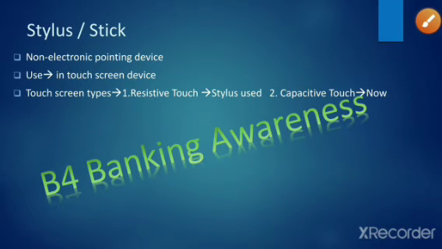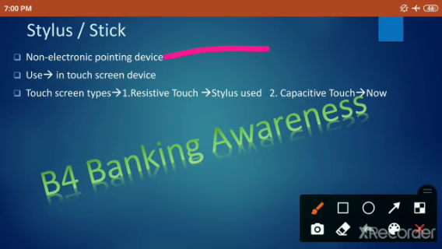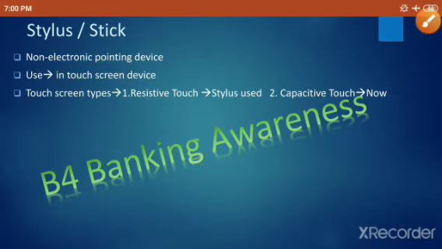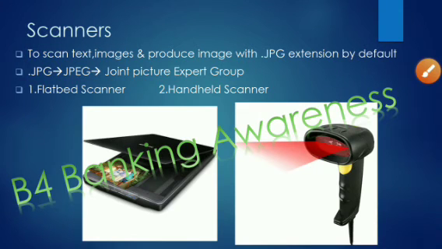Now next is stylus, or we can say it as a stick. It is a non-electronic pointing device. Then it is used in touchscreen devices. Touchscreens are of two types, that is resistive touch, in which stylus is used, and the next one is capacitive touch. Nowadays it is used.